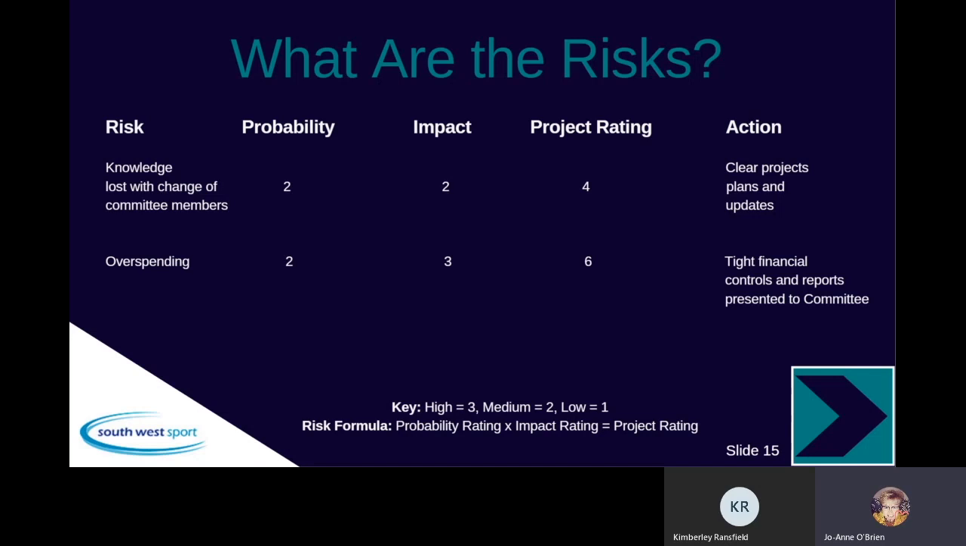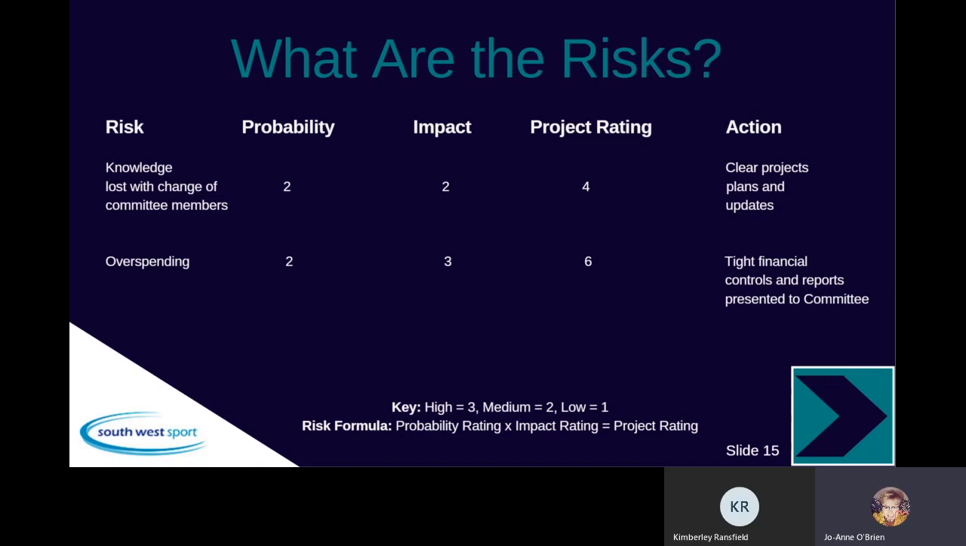So sometimes we ask, has your club undertaken a SWOT analysis in regards to your strengths, your weaknesses, your opportunities, and your threats? With this that was on the screen, we've actually got the risk. The risk is the knowledge and the change of committee members. So the probability is more than a 2. Your impact is probably a 2. So your project rating would be a 4.